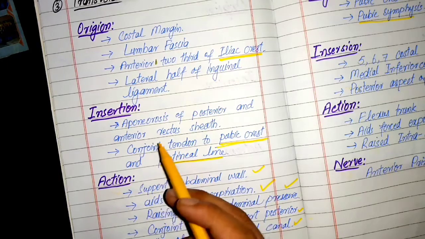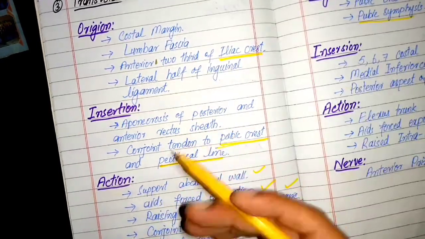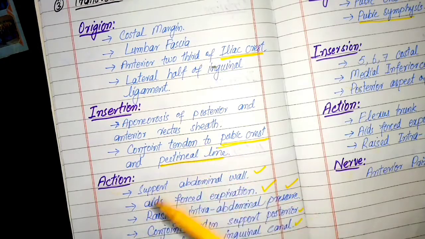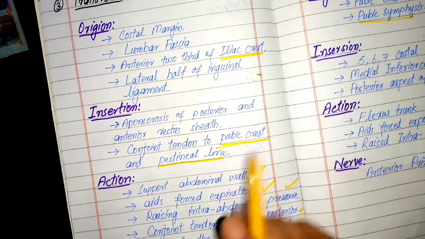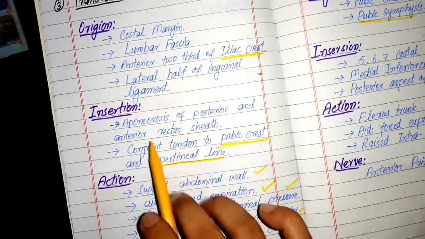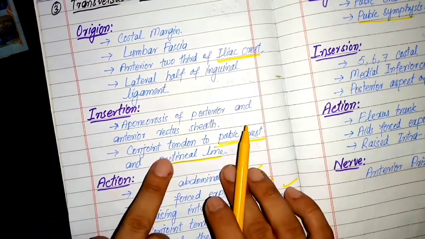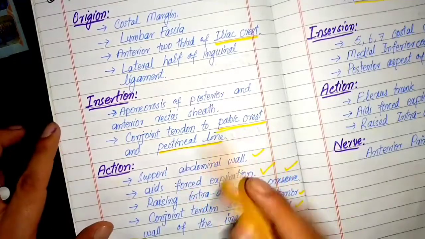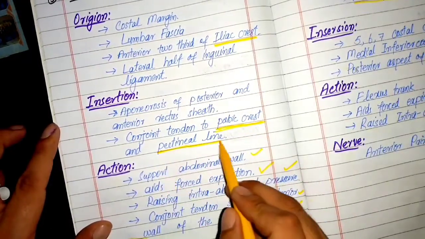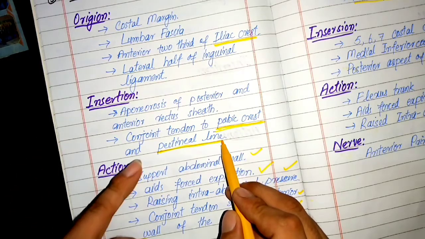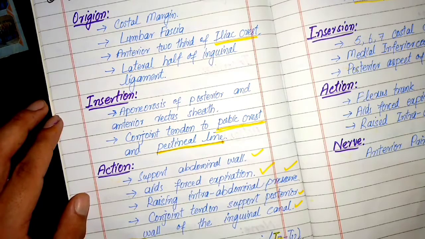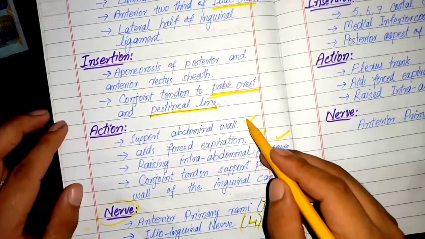Aponeurosis is actually also a connective tissue. It is a whitish connective tissue which helps in the attachment of muscles to the bones or to other organs. So the posterior and anterior aponeurosis of the rectus sheath is also an attachment point for the transversus abdominis muscle, right? Conjoint tendon to pubic crest, this is one part, and this is another structure, the pectineal line. So the tendons associated with these two structures are also attachment sites for the transversus abdominis muscle, right? Its action is to support the abdominal wall, right?